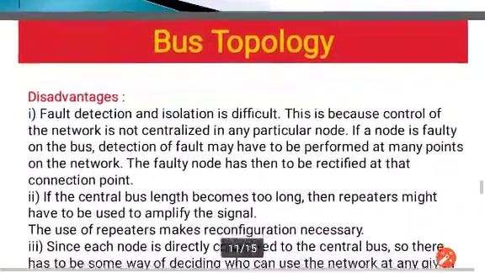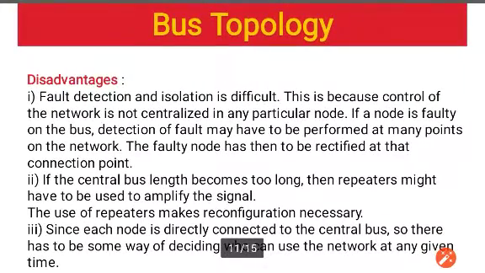Now moving to disadvantages, the fault detection is very difficult. This is because control of the network is not centralized in any particular node, because everyone is linked to that whole wire. So if a node is faulty on the bus, detection of fault may have to be performed at many points of the network. Got it? And if the central bus length becomes too long, then repeaters might have to be used.